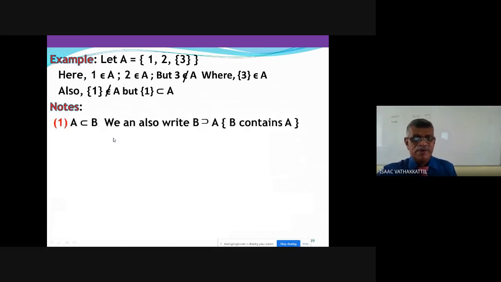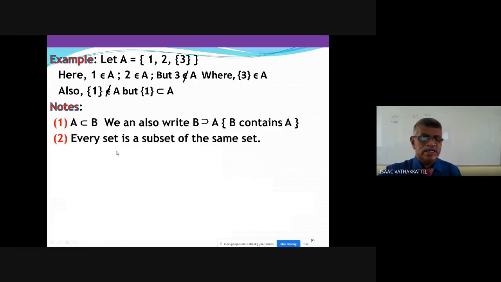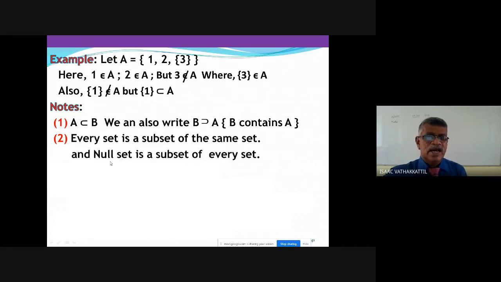Okay. If A subset B, we can also write B contains A. We read it B contains A. We can easily see that every set is a subset of the same set. No need of any separate proof for this. Every set is a subset of same set, and null set is a subset of every set. In fact, null set contains no element.